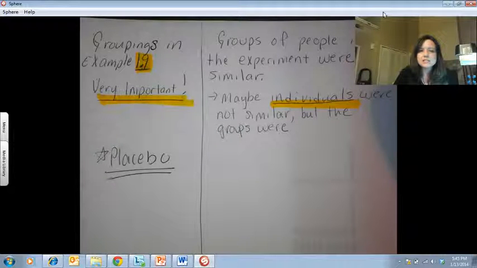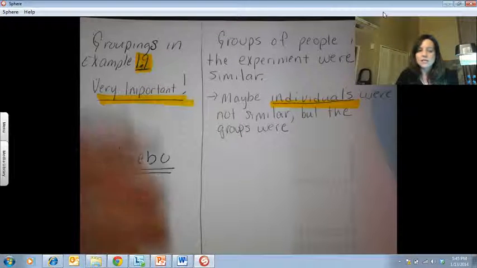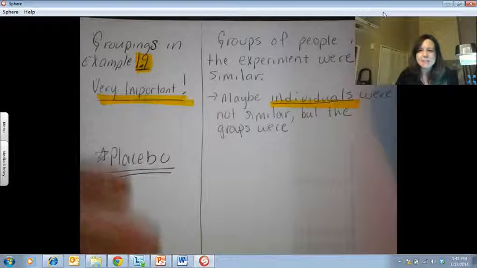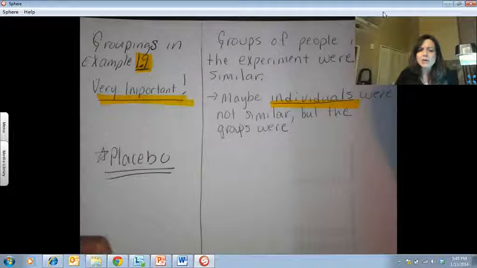The reason these groups needed to be similar was to make sure that the placebo and the experiment were going to be affecting the same types of groups so that they could weed out any other reason that this might have worked. Again, right now, not super important. We're just going over the definitions of these types of data collection. But when we really get into experiments, we're going to have to really understand how to choose those groups and what they mean for the causation.